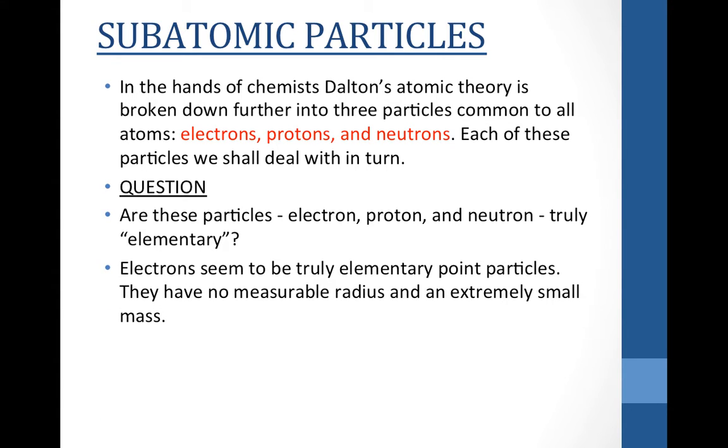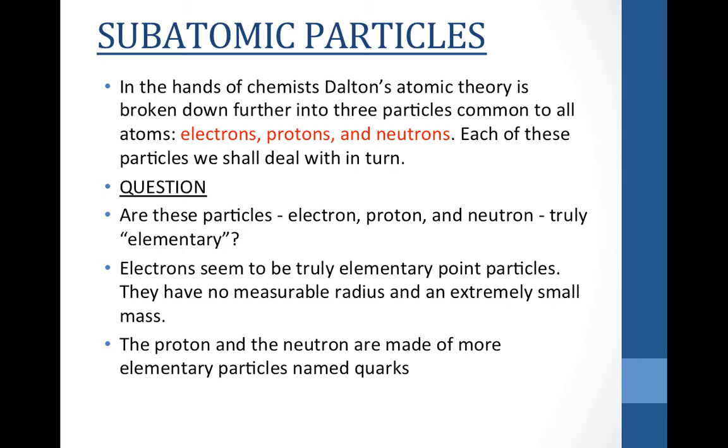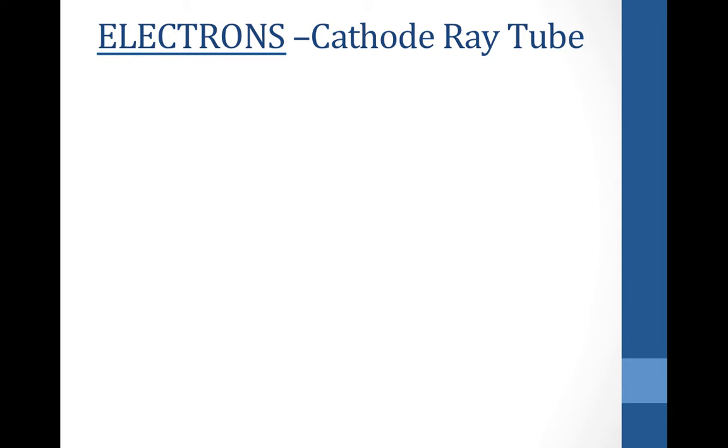Electrons seem to be truly elementary point particles. They have no measurable radius and extremely small mass. The proton and neutron are made up of more elementary particles we know now, named quarks, and some other terms.